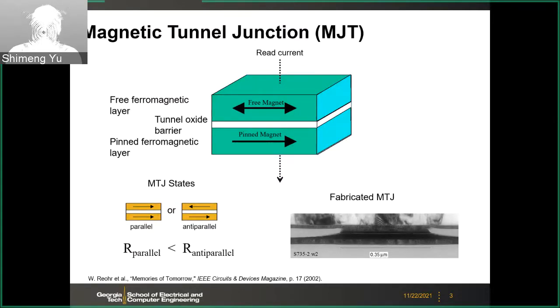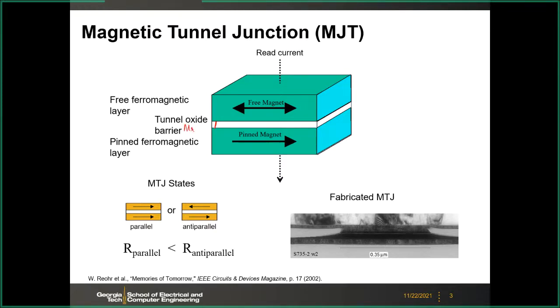First of all, the MRAM is based upon this so-called MTJ, magnetic tunnel junction. It's a three-layer structure, and we have two ferromagnetic layers. You can think of this as a little magnet. The two layers of the ferromagnetic material are separated by this tunnel oxide, and this is typically made of MgO.